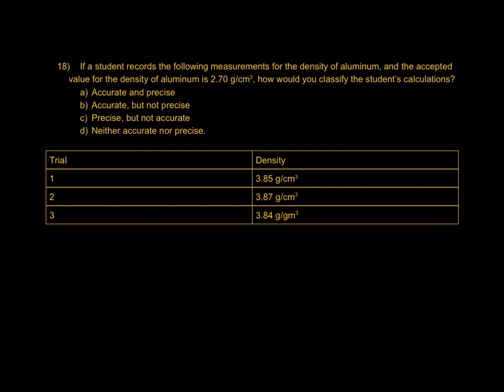Okay, so last question on the practice test. If a student records the following measurement for the density of aluminum and the accepted value is 2.7 grams per cubic centimeter, how would you classify these calculations? So they did this 3 times. Okay, 3 different trials. They measured the volume, measured the mass, calculated the density, and they did it 3 times, maybe with 3 different pieces of aluminum, doesn't really matter. But they did it 3 times, and they got these 3 answers.